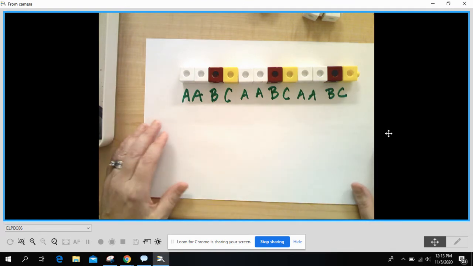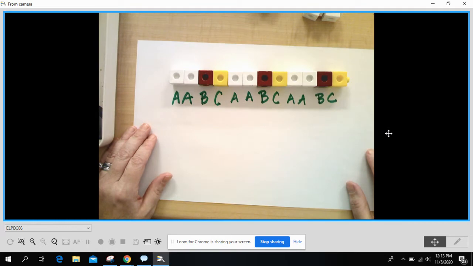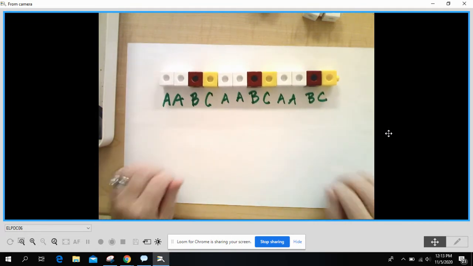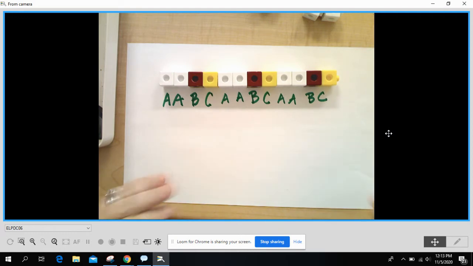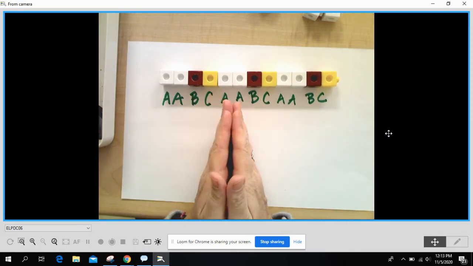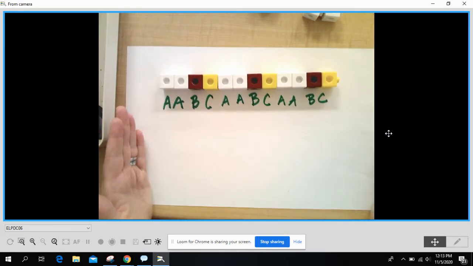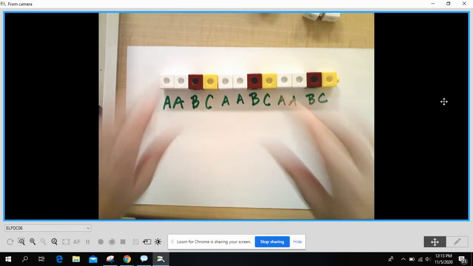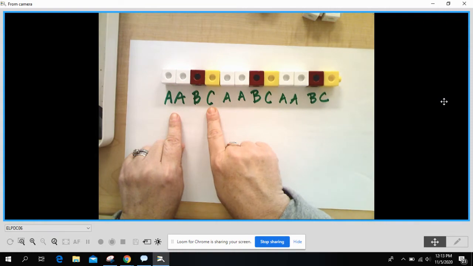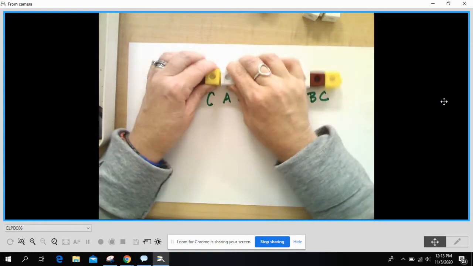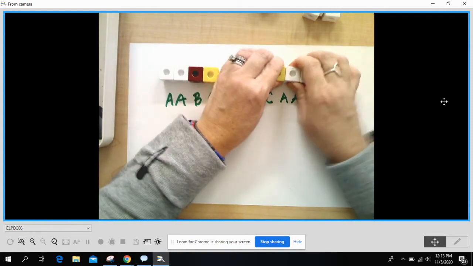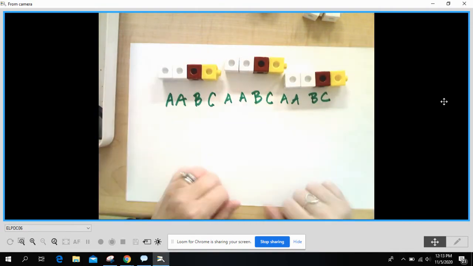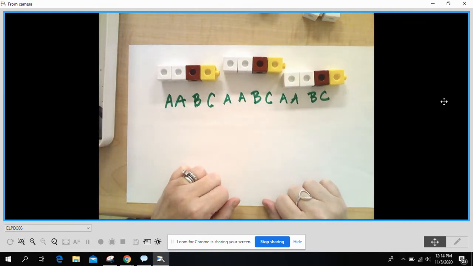Now, another thing with repeating patterns, just as a quick review, is we have to identify the core of the pattern so that we can extend it. And what I mean by extend is take what we already have and make it longer. All right, so let's look at what we have that repeats over and over and over again. You can tell between my letters and my colors that AABC is the part that repeats over and over and over again.